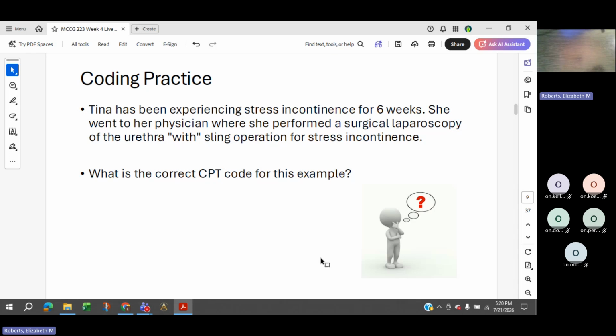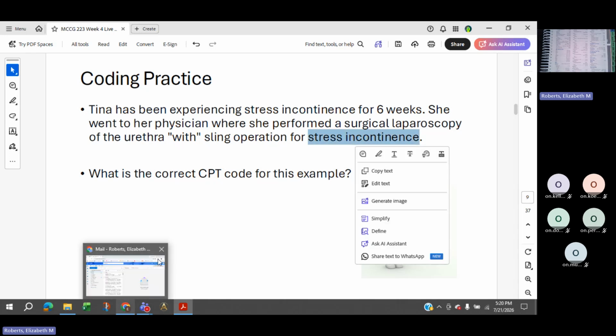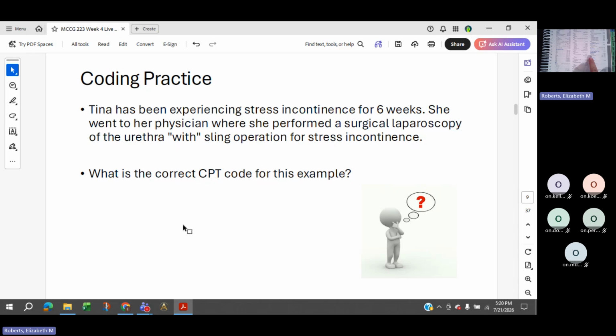It's on page 1307. So you have sling operation. You have one for incontinence, removal, stress incontinence, and vagina. So we know here that this is specifically for stress incontinence as per our coding practice scenario here. That gives us two options, 51992, 57287. So let's go to 51992 first.